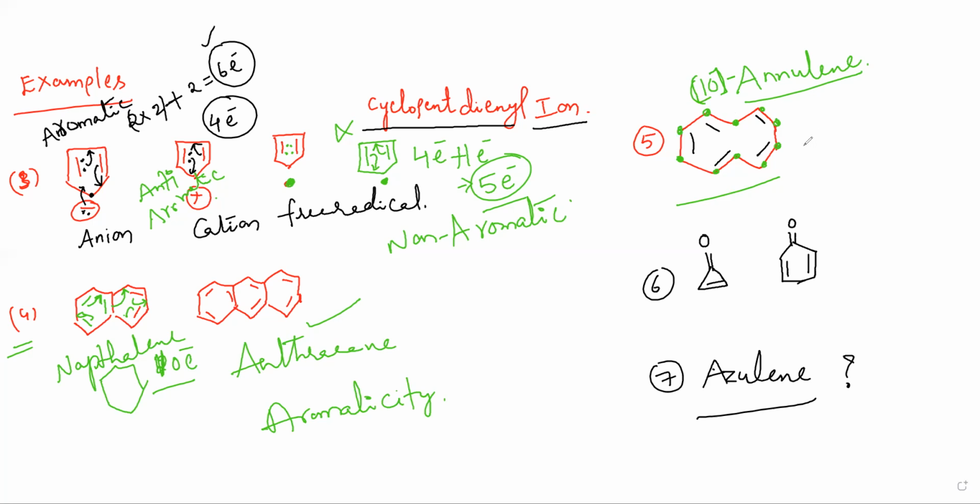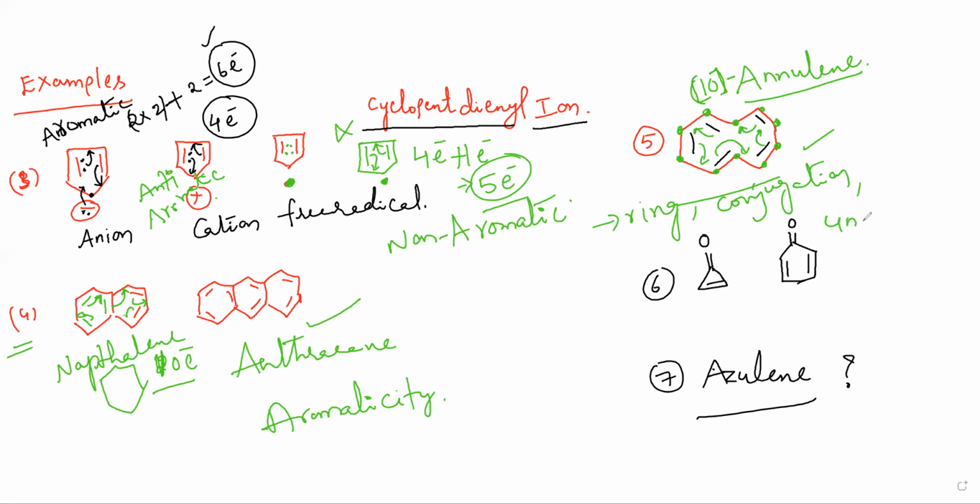If you observe this compound, it has a ring combination, like it is in the form of a ring, and it is also in conjugation. Just you can see the double bond movement, how it is. And so it is also having conjugation throughout the ring. And coming to the next one, it is also obeying the 4n plus 2 pi rule.